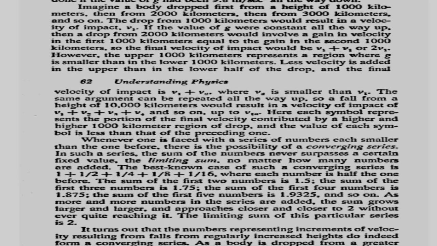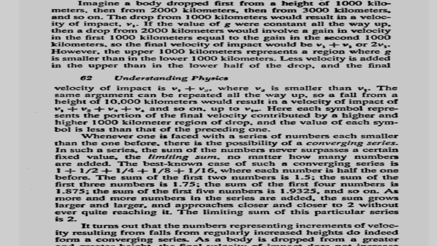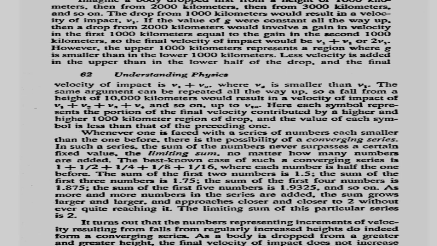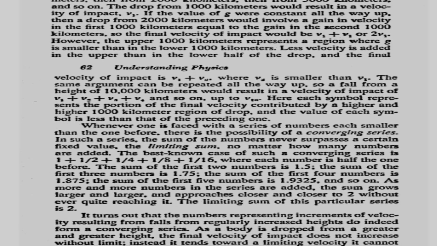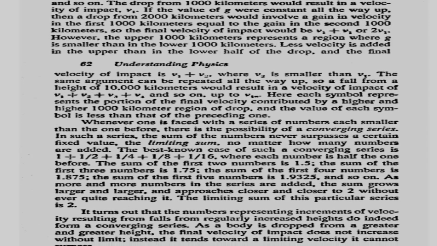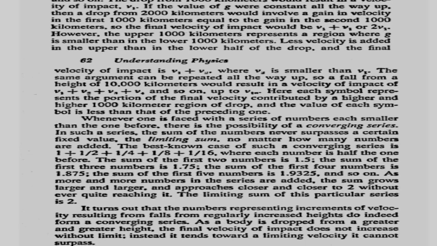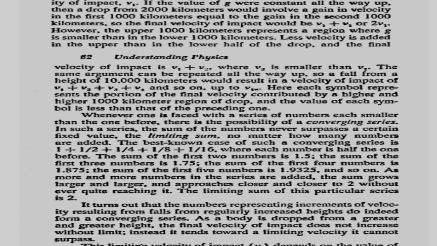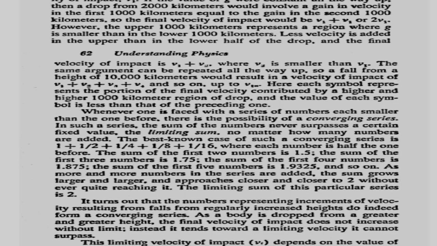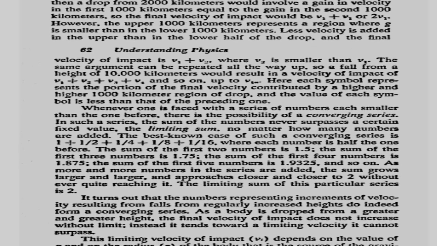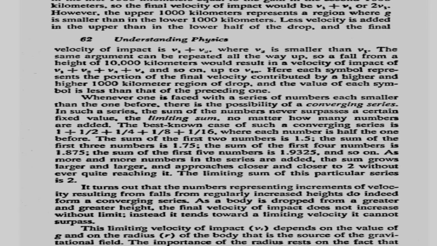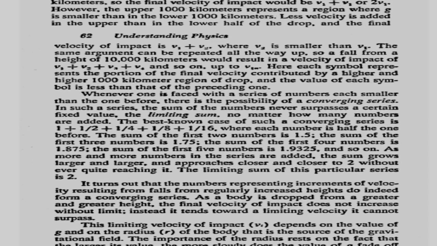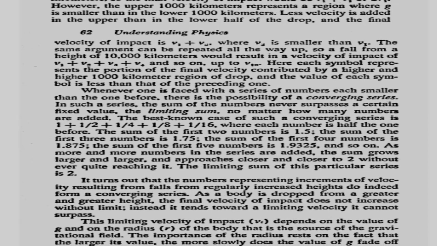It turns out that the numbers representing increments of velocity resulting from falls from regularly increased heights do indeed form a converging series. As a body is dropped from a greater and greater height, the final velocity of impact does not increase without limit. Instead, it tends toward a limiting velocity it cannot surpass. This limiting velocity of impact, v1, depends on the value of g and on the radius, r, of the body that is the source of the gravitational field.